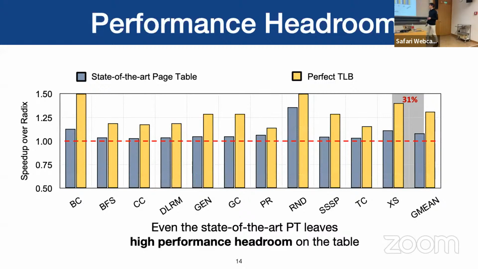Okay, so let's have a closer look at how high the performance overhead is. So compared to the perfect TLB model, with a perfect TLB model we would get 31% performance speedup. So we can clearly see that there's a lot of room for improvement. What we can see here is the mean over the workloads on which this was measured.